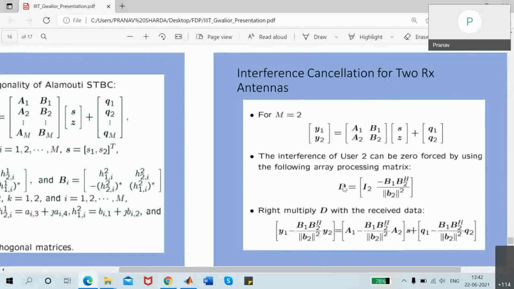This D is an interference cancellation matrix that will separate out the interference of the two users, because both users are transmitting simultaneously utilizing a common resource, that is the same frequency band. So the interference is going to affect the performance significantly. In order to minimize the effect of interference, we multiply the received data with this interference cancellation matrix D. Firstly, we write this matrix D in MATLAB.